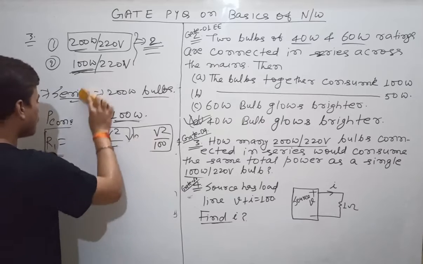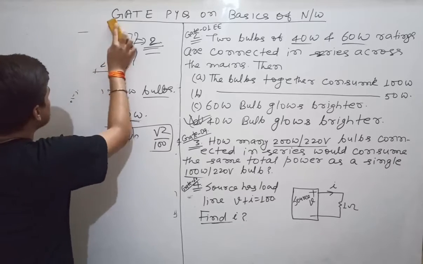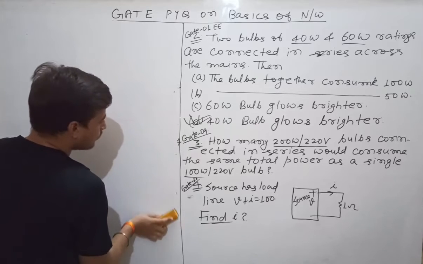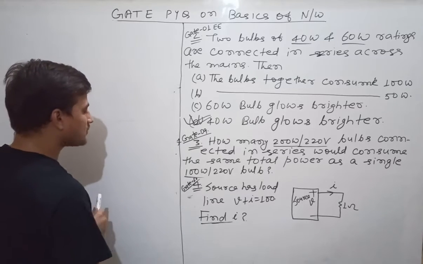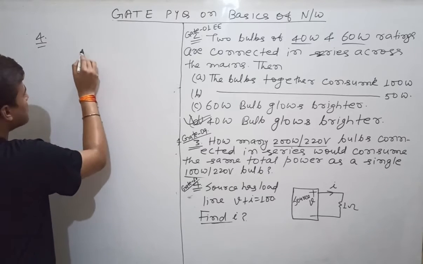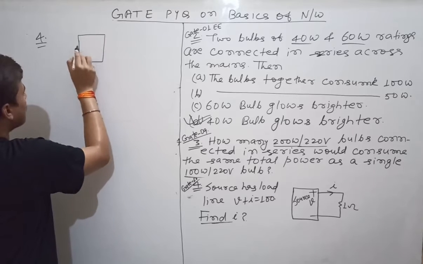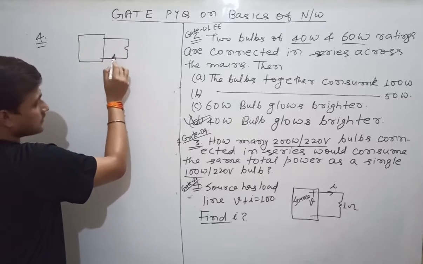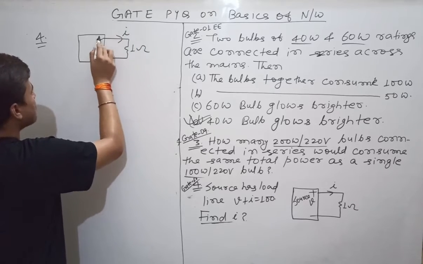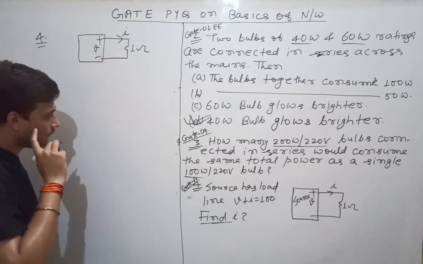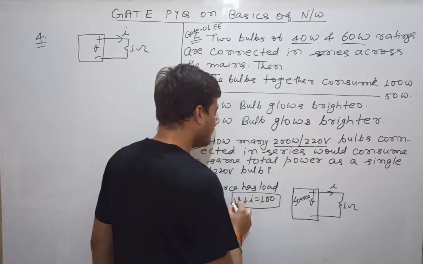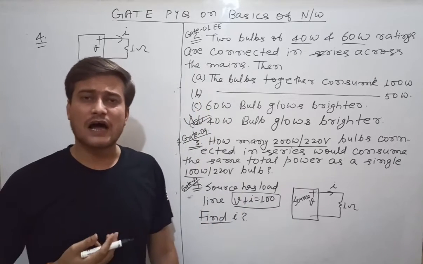Next, come to the fourth question. You can see all the questions are very easy and a bit tricky. The fourth question was asked in GATE 2010 Electrical Engineering. It is given that you have a source and a resistance of 1 ohm is connected across the source. Current is I, voltage of the source is V. Now they are saying the source has a load line of V plus I equal to 100.